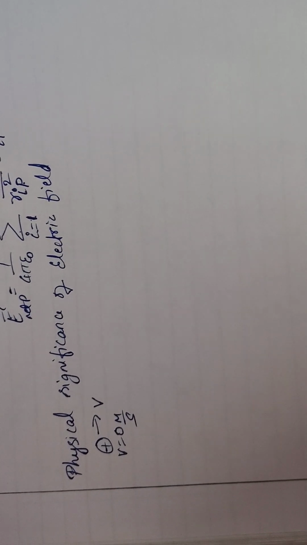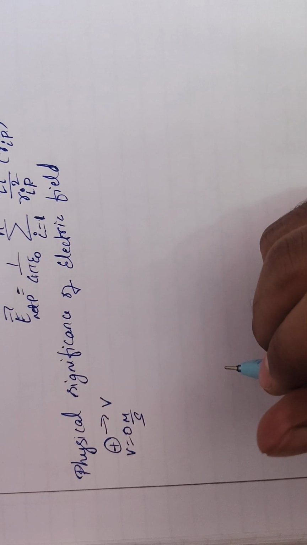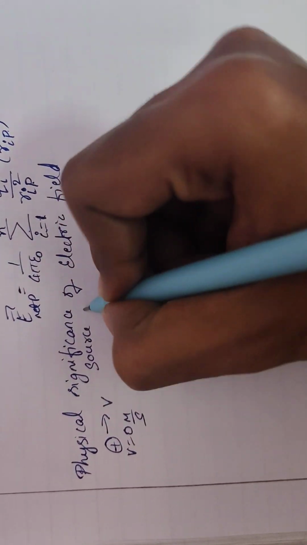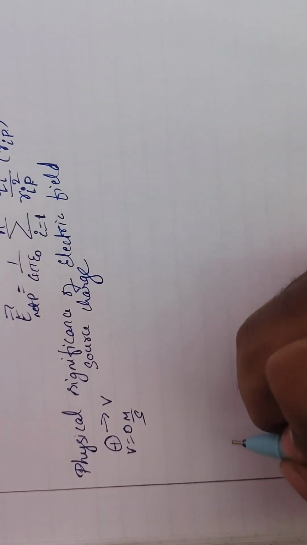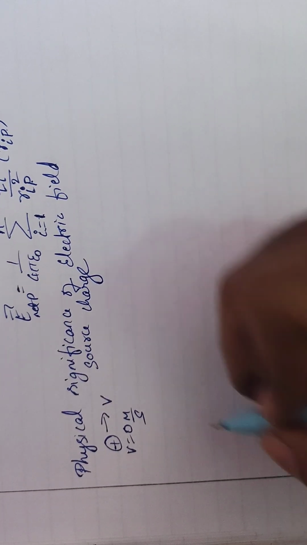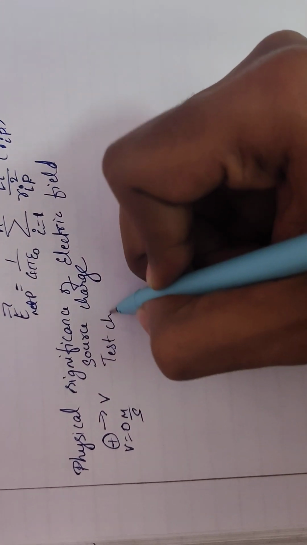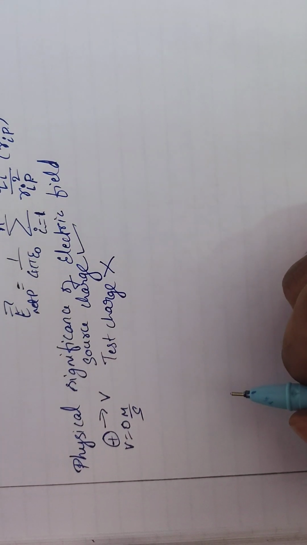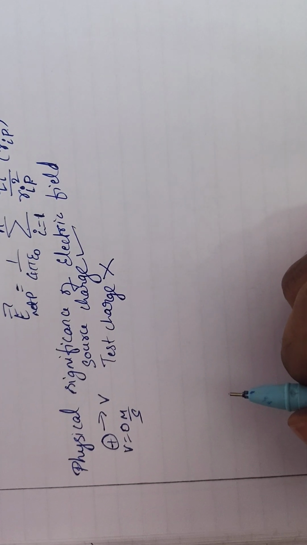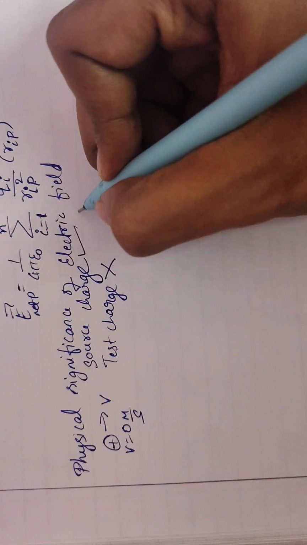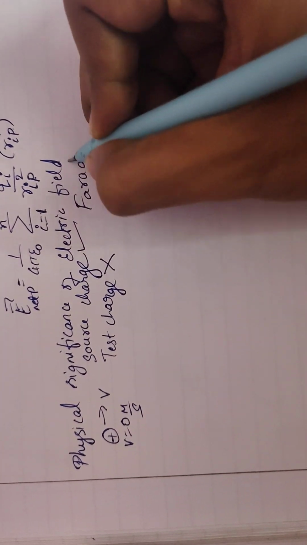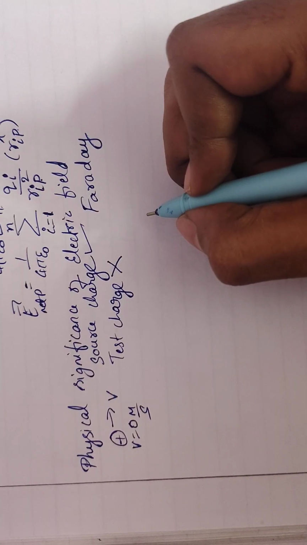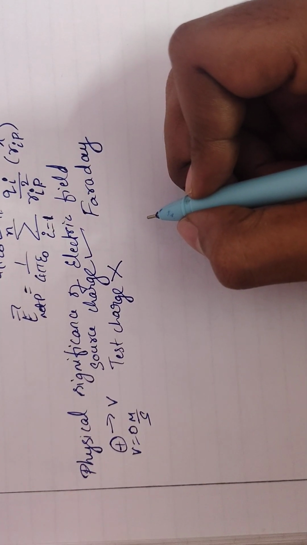Okay, and electric field is a characteristic of the system of charges. Always remember, it depends only on the source charge. It does not depend on the magnitude of test charge. It only depends on source charge. Fine. And this concept of electric field was first invented by a scientist named Faraday, and at present it is one of the most highly used concepts in physics.